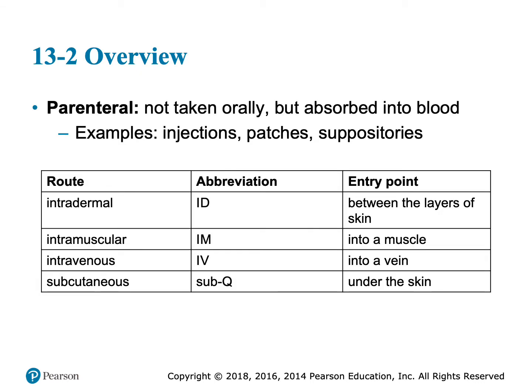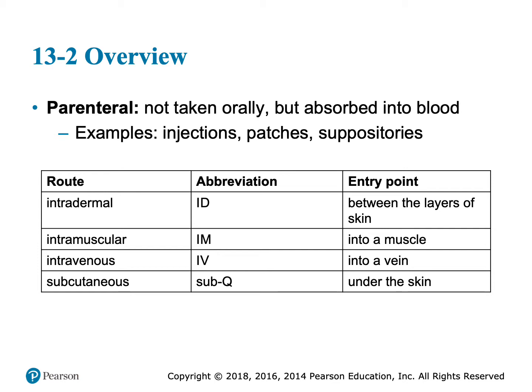All right, so parenteral medications are medications that are not taken orally. Typically, these medications are in the form of an injection, an inhalant, a patch, a suppository, and so forth. So common parenteral routes are shown here in this chart. The first route is intradermal, and that's abbreviated as capital I, capital D, and that means between the layers of the skin. A good example of this would be our TB test.